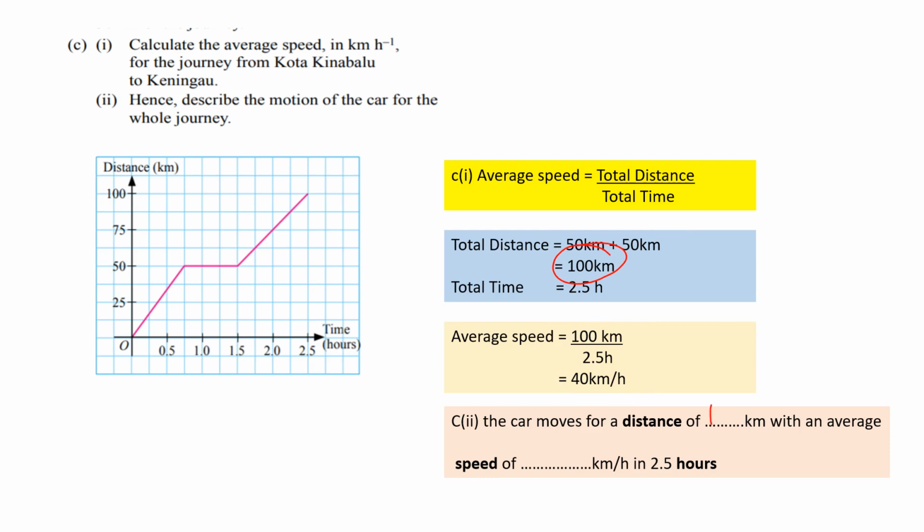Distance 100 kilometers with an average speed of, this is the average speed, 40 kilometers per hour in 2.5 hours. Yeah. So this is the format to write, to describe. Okay.